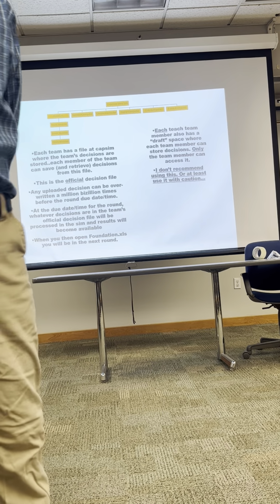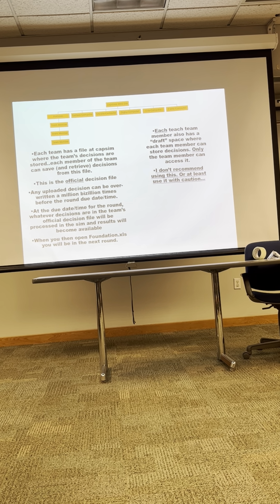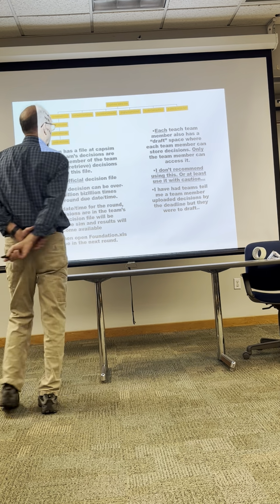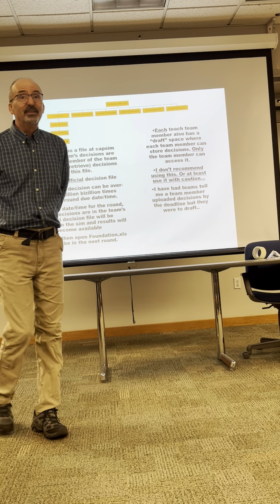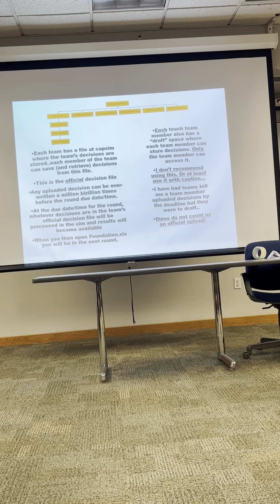Because what will happen if teams get used to using that, they'll say, oh yeah, we all did the decisions, and yeah, Joe uploaded them, and now it's saying it didn't use our decisions. It's broken. Well, no, Joe uploaded, but he uploaded it to draft. All right? Sim can't see the draft. So just be careful. To really have decisions count when it runs, they have to be in that official decision file. I'll show you where that is, and we'll have 3 practice rounds to work on that. I have had teams tell me a team member uploaded decisions by the deadline, but they were to draft. These don't count as actual official decisions, and you kind of take what you get when that happens.